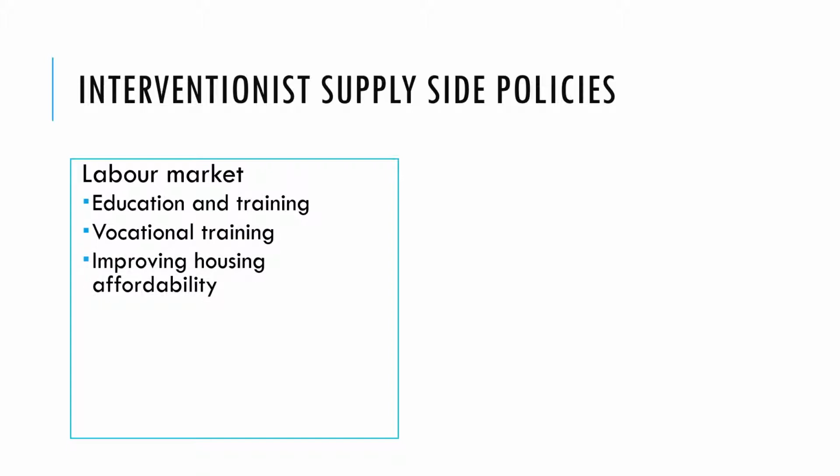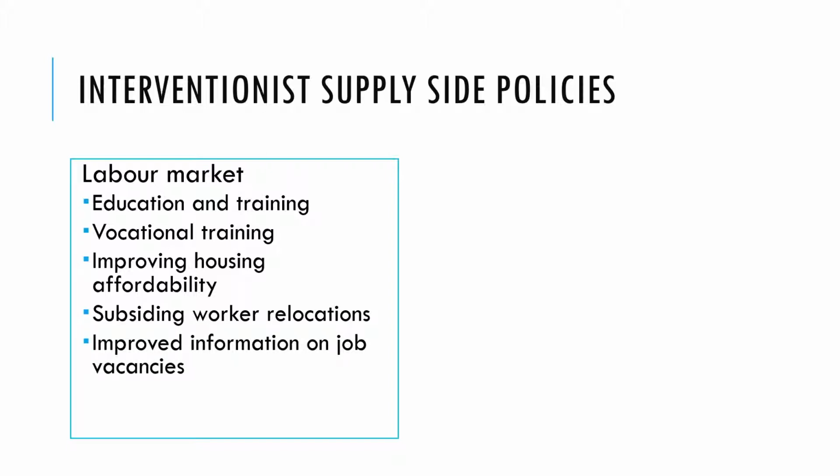Improving housing affordability would allow workers to move around the country, so they can go to areas where there is high employment and provide workers in those areas, businesses in those areas with extra workers, enabling them to increase production. Similarly, subsidizing worker relocation, so giving workers money to relocate to particular areas where there is demand for workers, would again help the businesses in those areas and enable them to increase the scale of production.